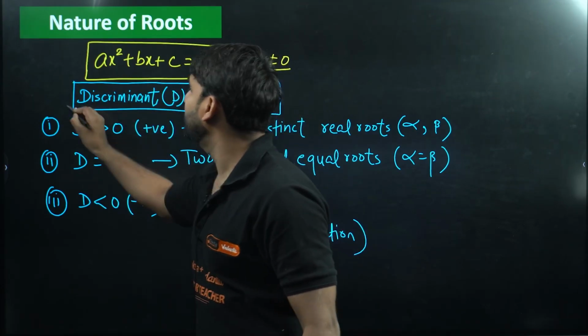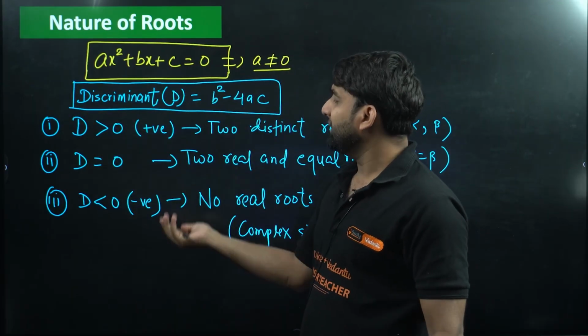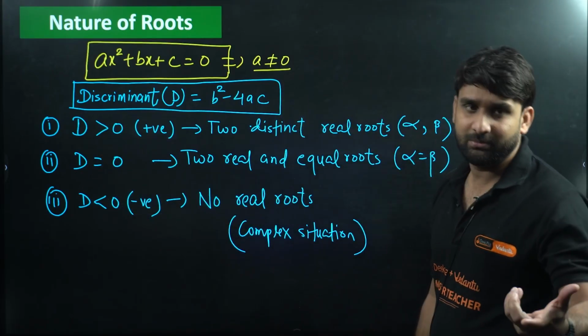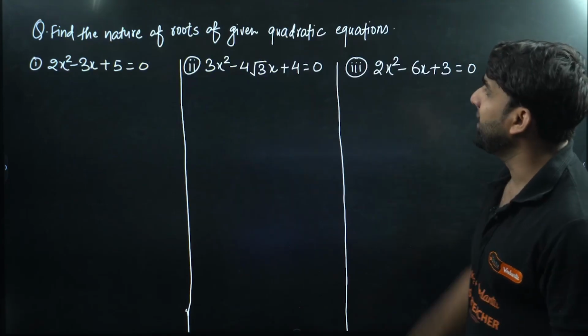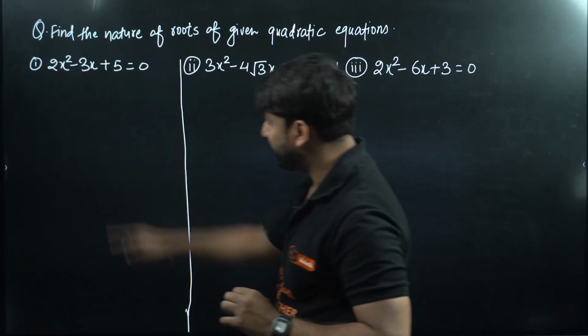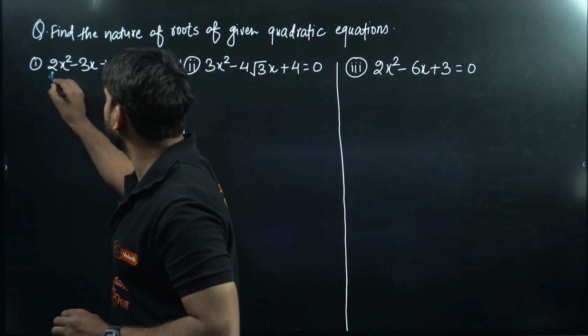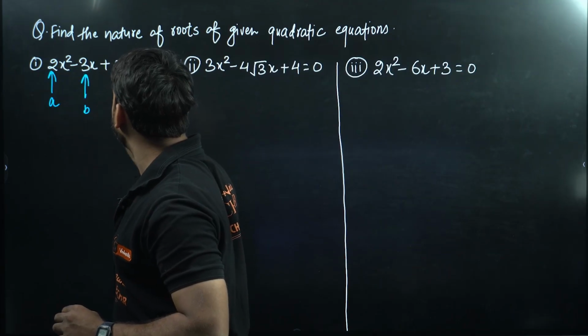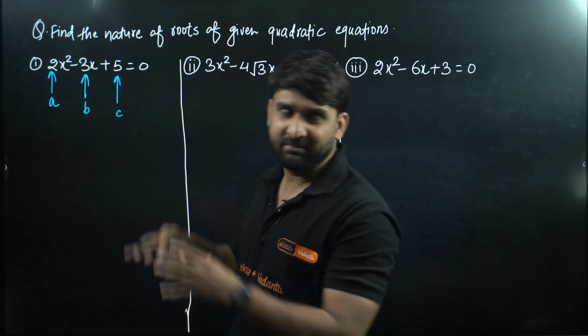After getting the value of discriminant, put the value, check whether it comes in this category or this category, then only you will be able to find out the nature of root. Let's apply on few questions. Find the nature of roots of given quadratic equation. So first quadratic equation is this. So we all know this is called A, this is B, and the pure constant term is called C, right? A, B, C is clear there.